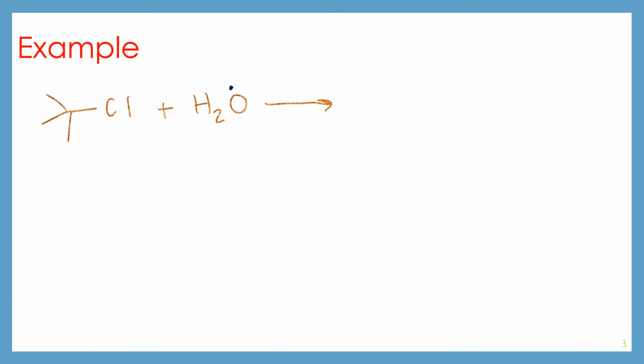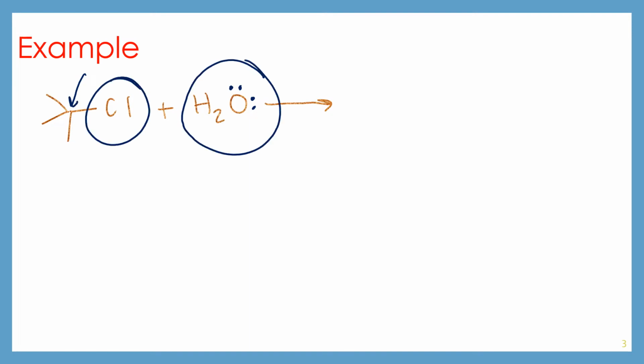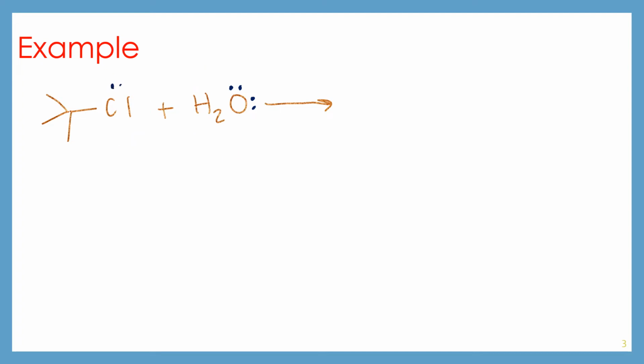So in this example, we have t-butyl chloride and water. This is a perfect example of an SN1 reaction. We have a highly substituted carbon with a pretty decent leaving group, and we have a fairly weak nucleophile. So the reason this is a good example of an SN1 reaction is, first of all, when the chlorine group leaves, it's going to leave behind a pretty stable carbocation, which I know we haven't talked about relative stability of carbocations yet, but that's coming in the chapter.